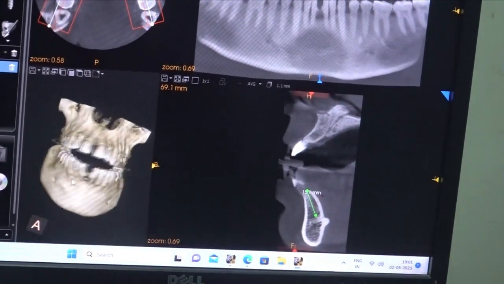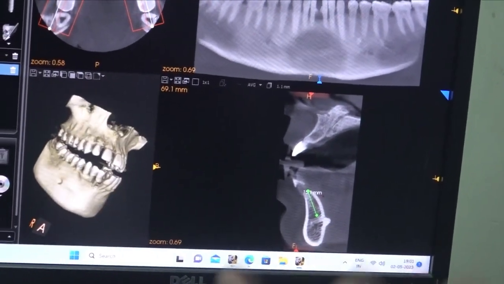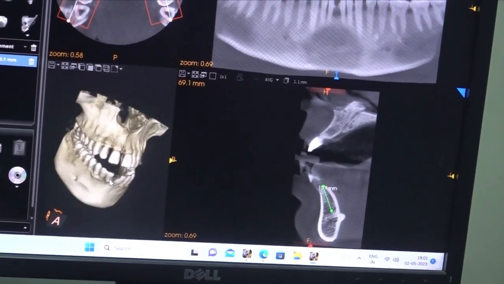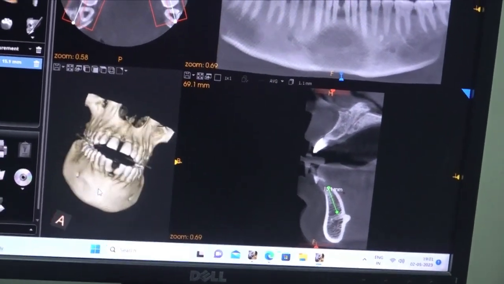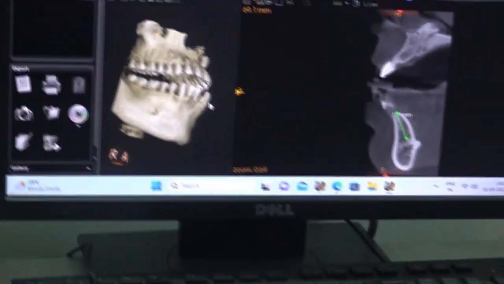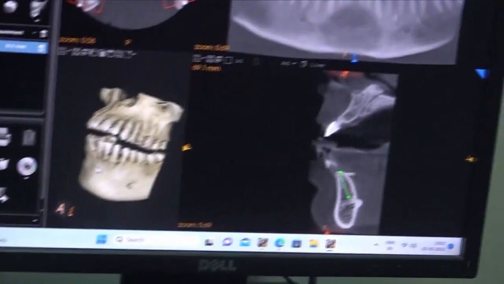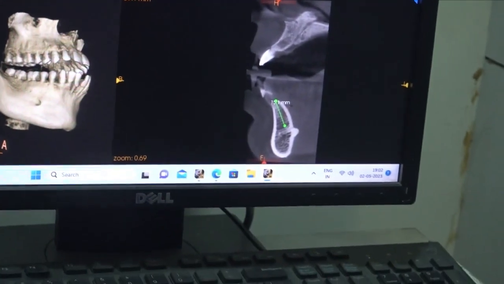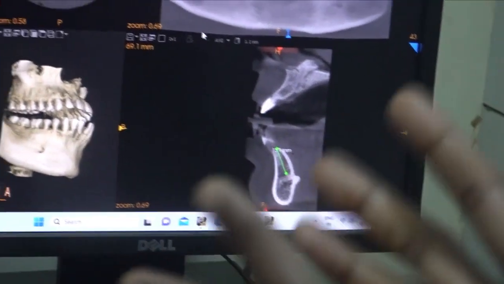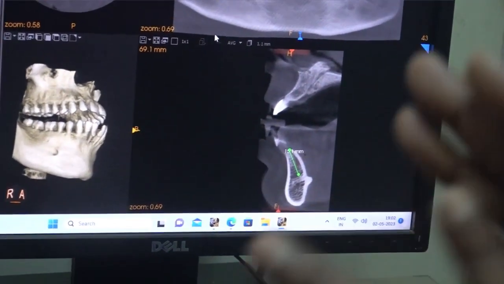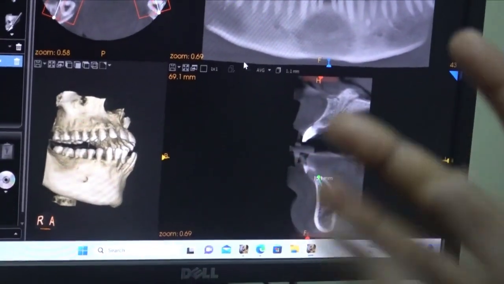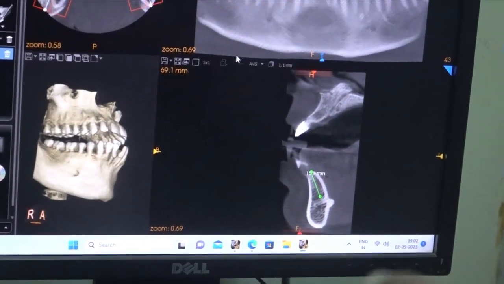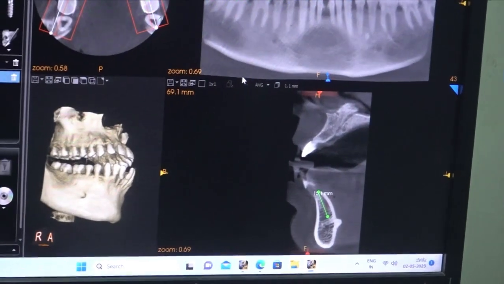Okay. So what is the sequence? We have to give anesthesia. Not tomorrow, some other day. Give local anesthesia, extraction. Then do a minimal alveoloplasty. Reflect a good flap. See the bone, the crestal bone. Don't do blind drilling. Then you can drill and place the implant. Okay.